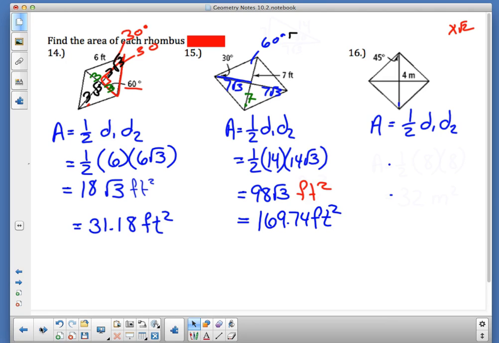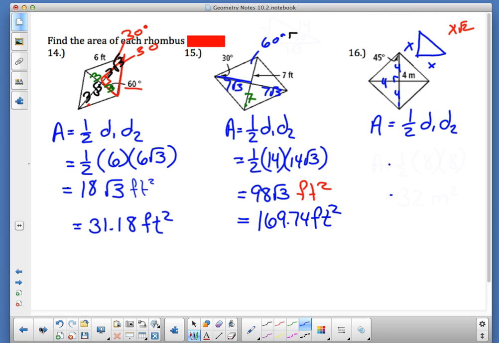Now, here's the fun one. This one looks really hard because it's not a 30, 60, 90. It's a 45, 45, 90. Did you notice that a 45, 45, 90 is an isosceles right triangle? And since this is a right angle, this must be 4, this must be 4, and that must be 4. Hey, this is a square. It's not just a rhombus, it's a square.